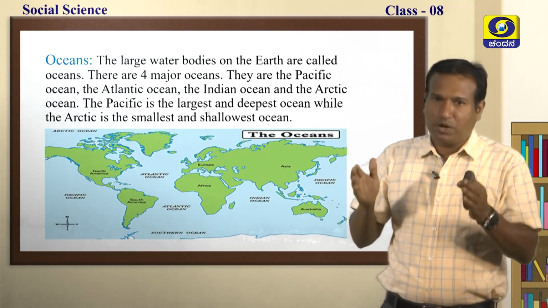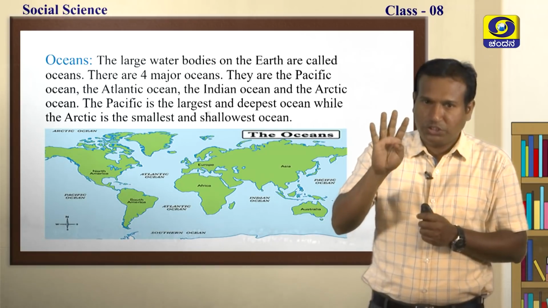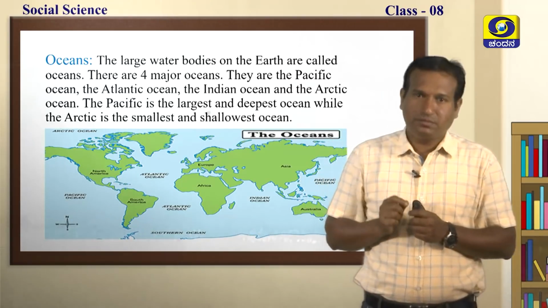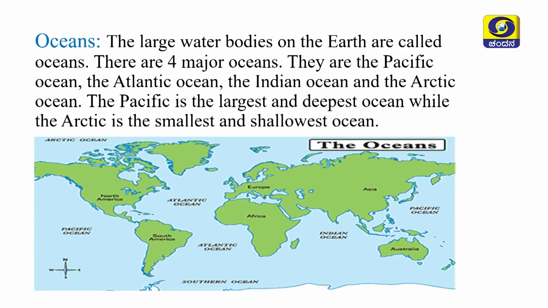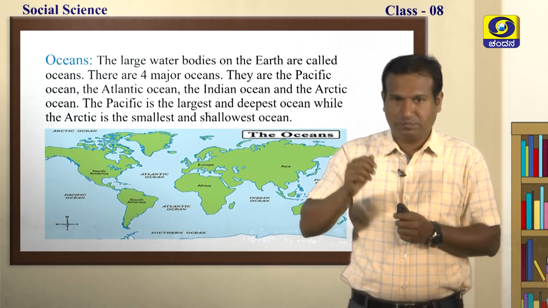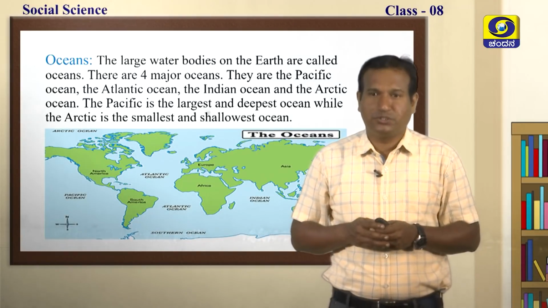Next to the continents, we have large water bodies on this earth. The large water bodies on the earth are called oceans. There are 4 oceans: Pacific Ocean, Atlantic Ocean, Indian Ocean and Arctic Ocean. Among these 4, the Pacific is the largest and deepest ocean, whereas the Arctic is the smallest and shallowest ocean. The one which is not so deep and is the smallest ocean is the Arctic Ocean.